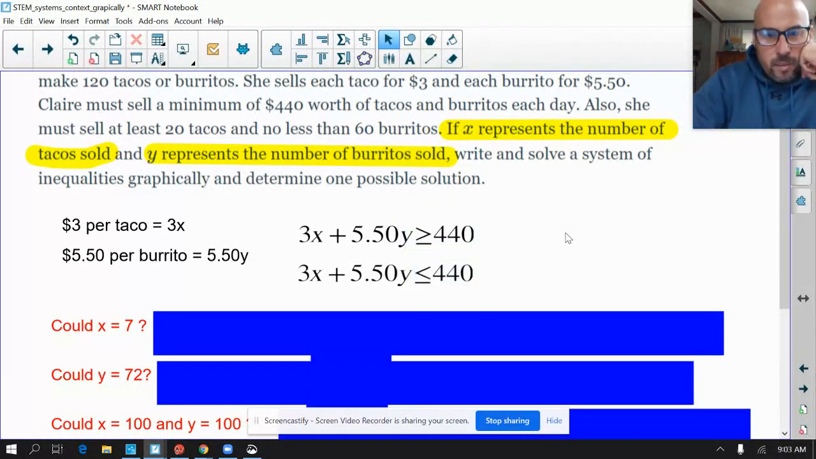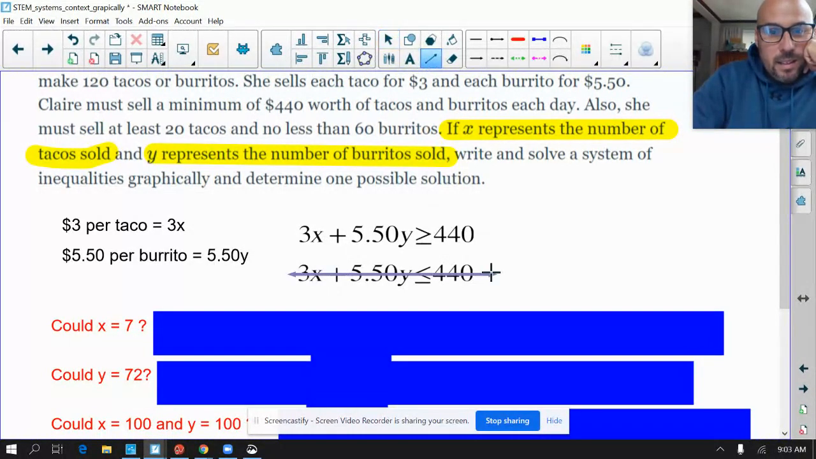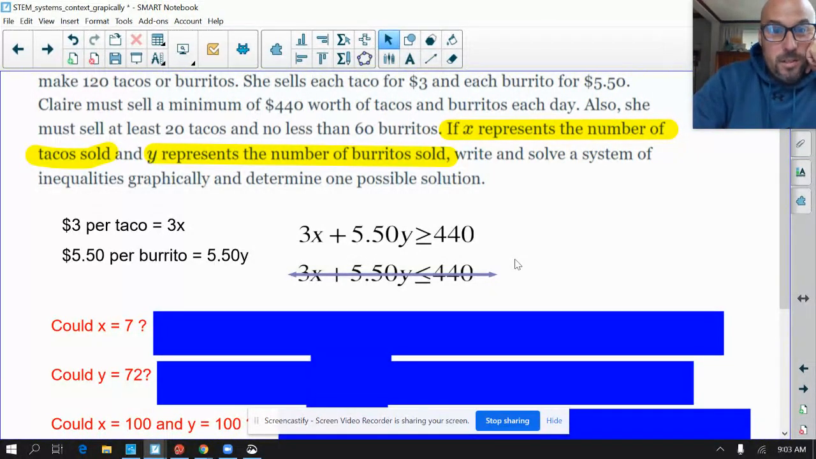So which one is it? Which situation says that the minimum that she sells is 440? And it is the top one. In other words, a minimum of 440. In other words, at least 440. If you go to a job interview and you say, I need to make a minimum of 40,000 a year, that means anything above 40,000, or either equal to 40,000 or above 40,000. So this is all the amount that she's selling. That has to be greater than or equal to 440.